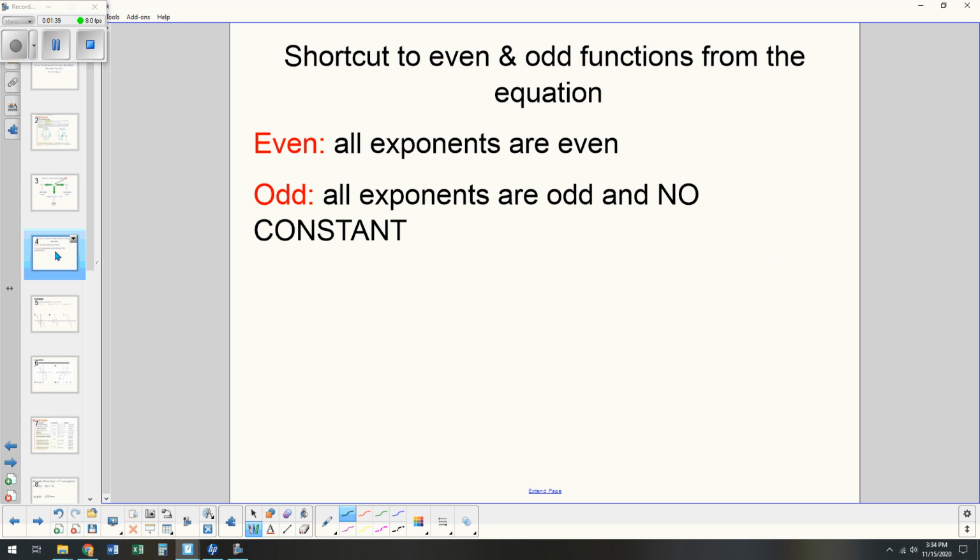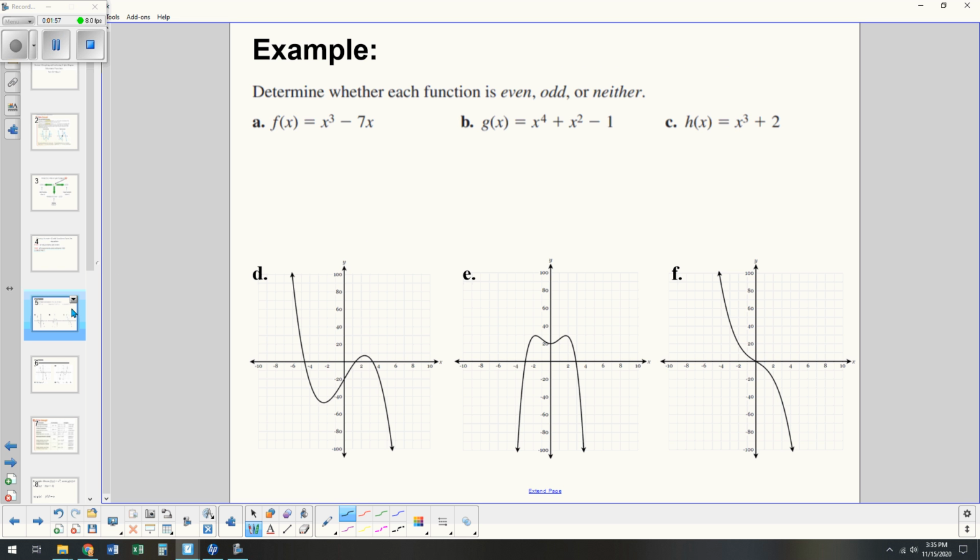If all of the exponents are even, the function is even. If all of the exponents are odd and there is no constant term, the function is odd. And if it doesn't fit both of those, it's neither. So let's look at some examples here.